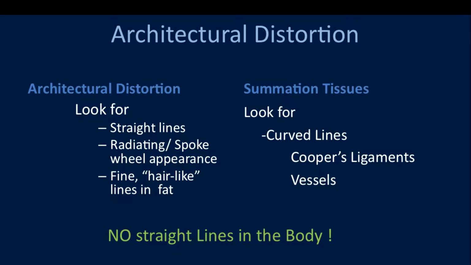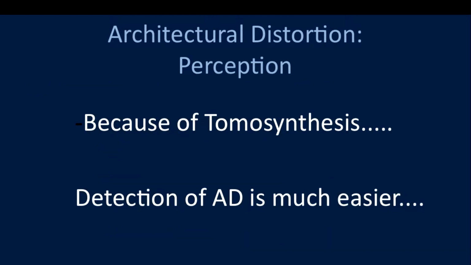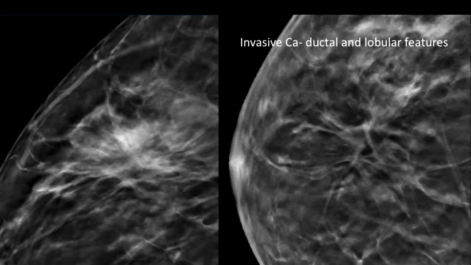Okay, so because of tomosynthesis, detection of architectural distortion is easier. So these are some examples. And again, we're looking out here for those straight lines in a radiating fashion. I think this is the CC view. This is the same lesion, but in the other projection. Again, out here, these straight lines are in a radiating fashion.